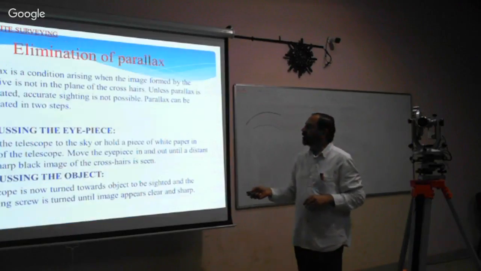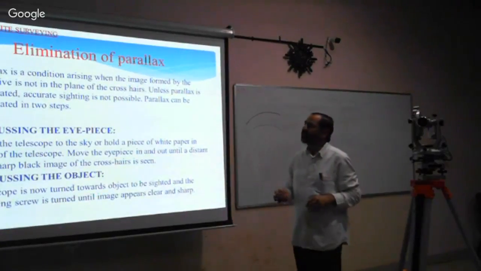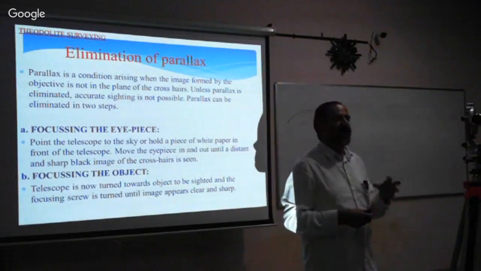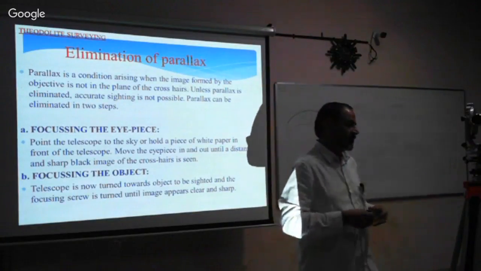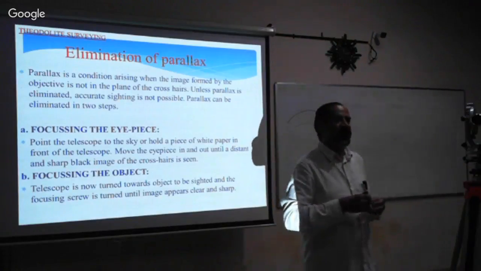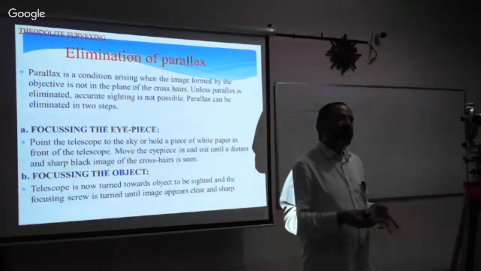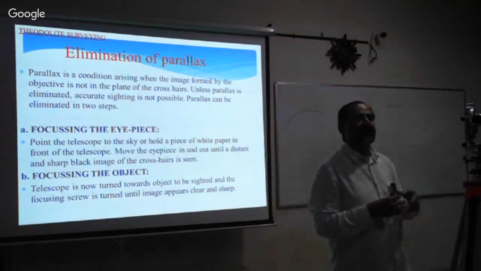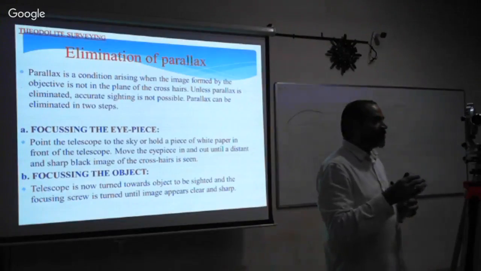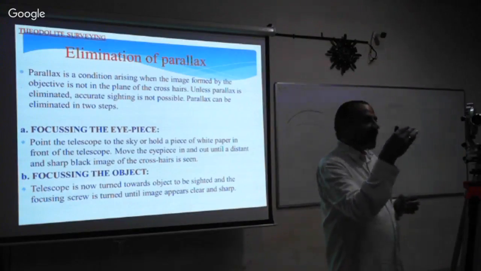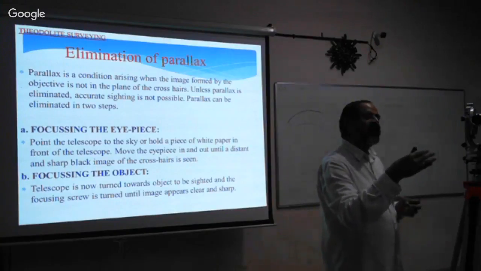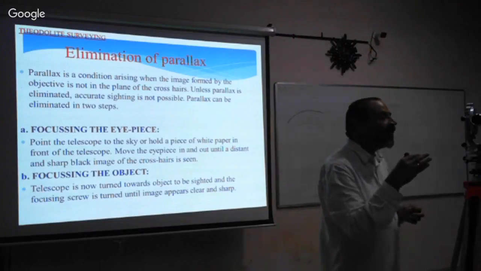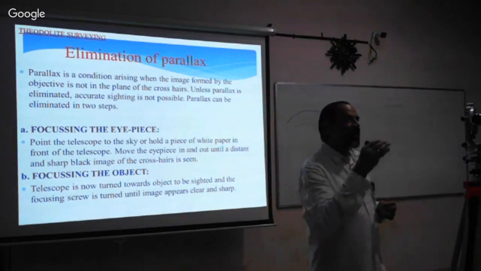Then the next one is focusing the eyepiece, elimination of parallax. For the elimination of parallax, first we have to understand what parallax is. Parallax is an apparent image formed in the instrument. Not exactly on the object glass. It is the apparent image due to imperfect adjustment of the telescope. That is the parallax.